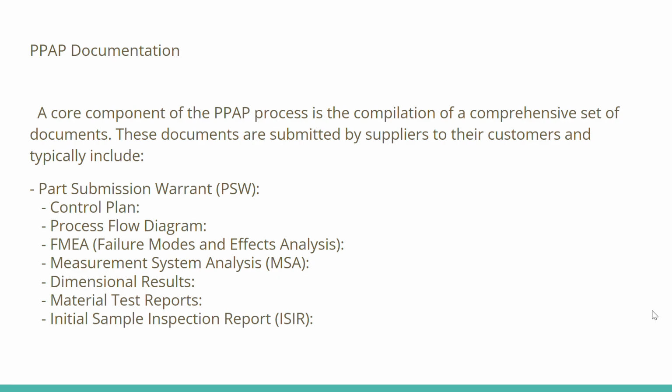So next is documentation. A core component of the PPAP process is the compilation of a comprehensive set of documents. These documents are submitted by the supplier to their customers and typically include the part submission warrant, PSW, control plan, process flow diagram, FMEA, failure modes and effects analysis, measurement system analysis, MSA, dimensional results, material test reports, and initial sample inspection report, ISIR.